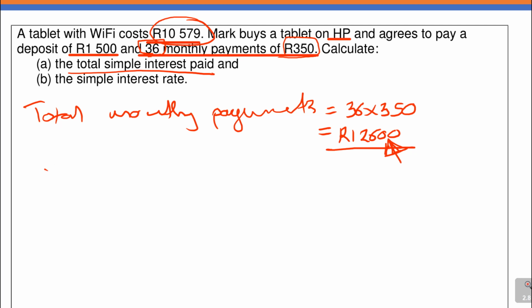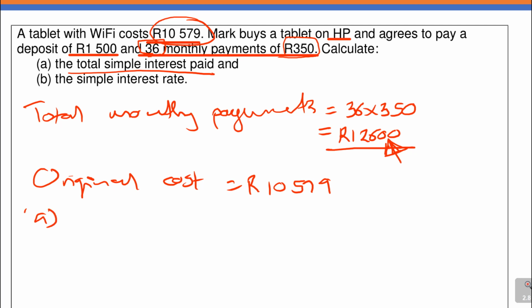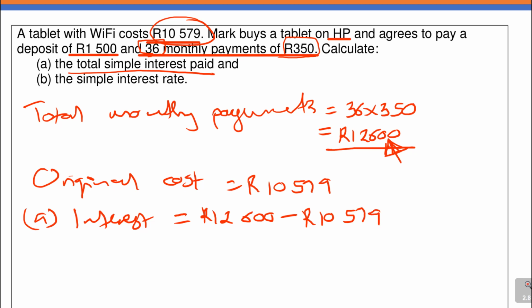He was supposed to pay the original cost. What was he supposed to pay if he paid it in cash? 10,579. Instead he paid what? 12,600. So we can now answer A, the interest paid. Remember guys, 12,600 is what he paid per month over the period, but he was supposed to pay 10,579, so we subtract that. We can't put the deposit here because he paid the deposit first.